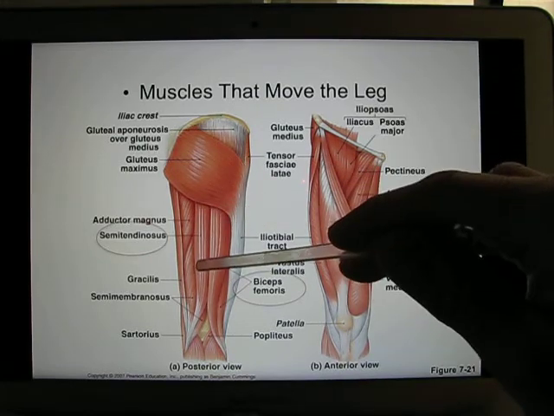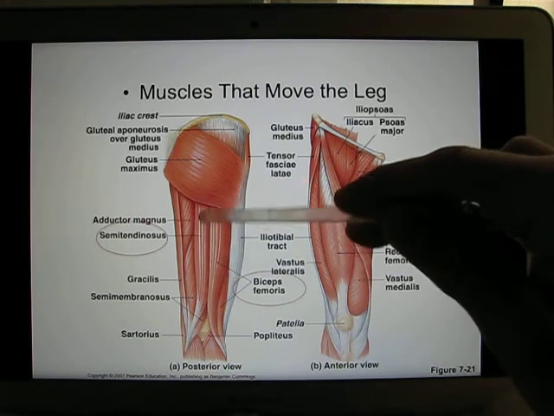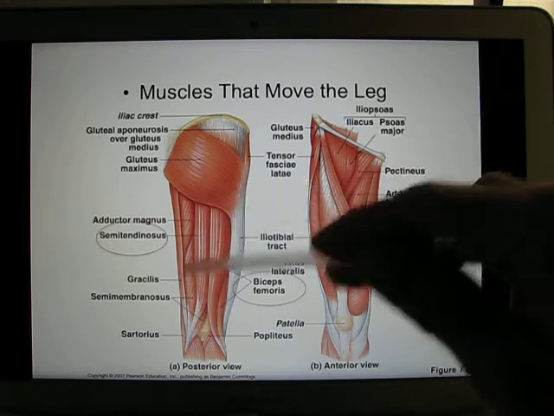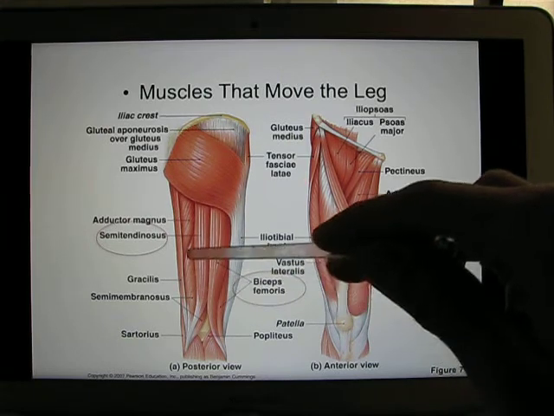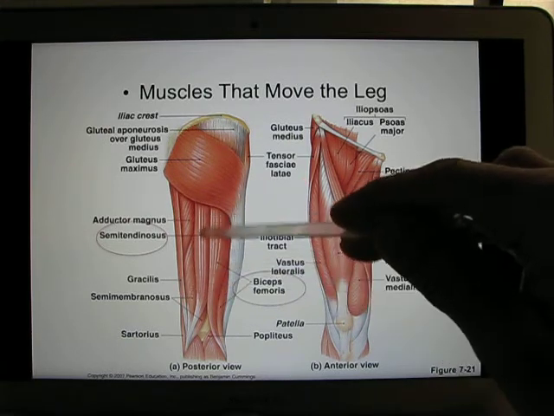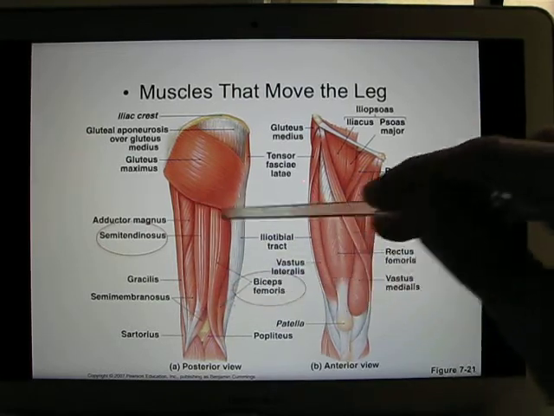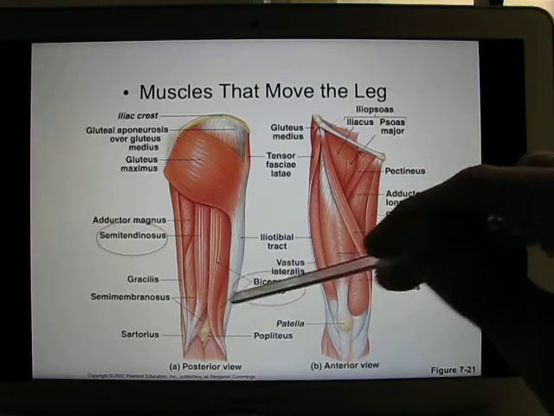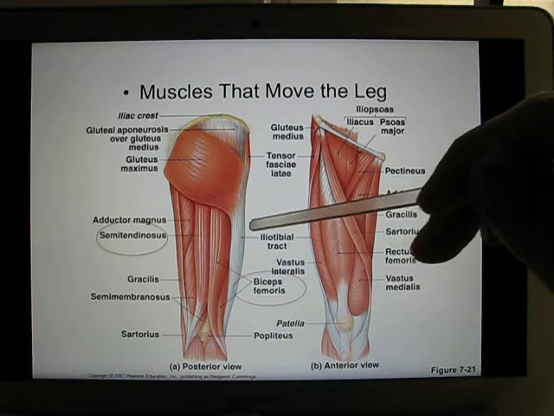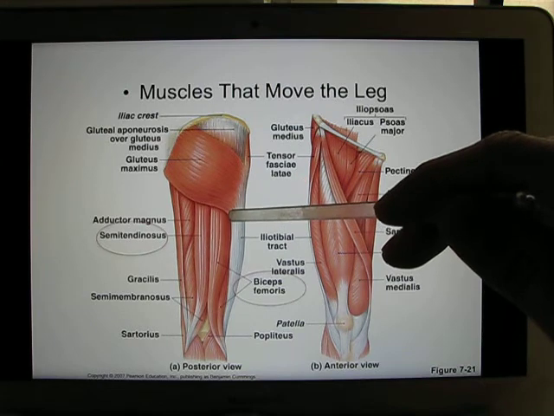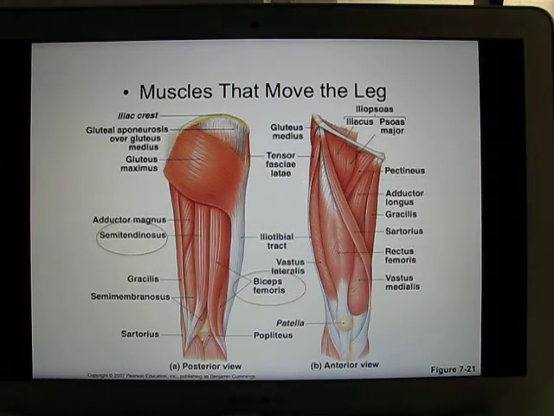The medial part is semitendinosus. This is semitendinosus. And the third one is semimembranosus. Semimembranosus, semitendinosus, and biceps femoris all together, you may have heard this, are called the hamstring muscles. So when you exercise your leg, go to the gym, you exercise your hamstring muscles. That's this. Now let's look at the anterior view.